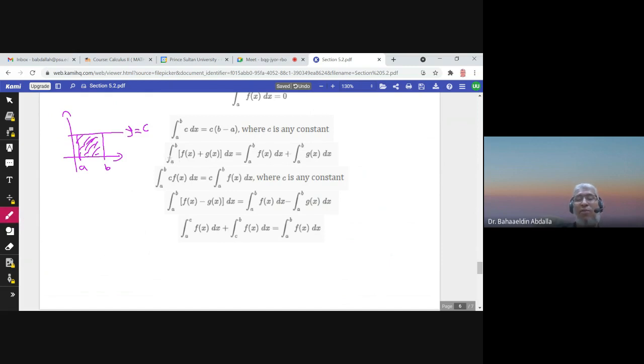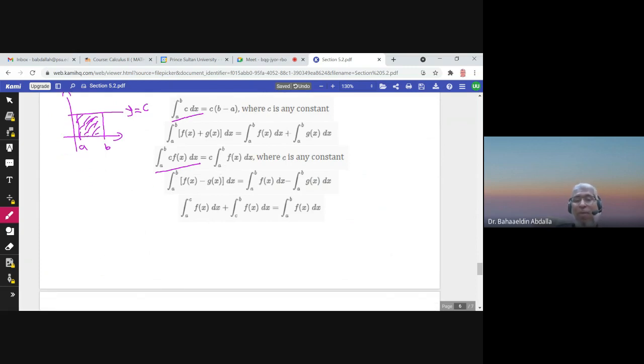You can distribute the integral with plus and with minus, and you can take C, the constant, outside if it is multiplied by a function. Notice the difference between this formula and this formula. Here C is alone without x, so that's the answer. Here C is multiplied by a function, so you can take it out and evaluate the integral of the function.